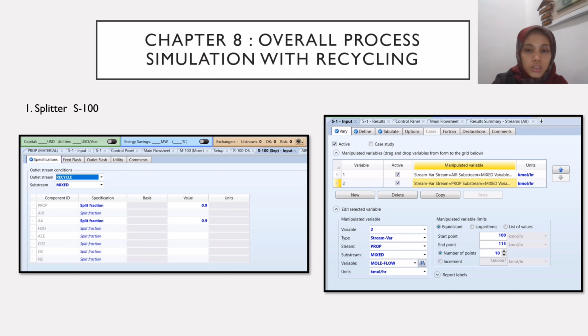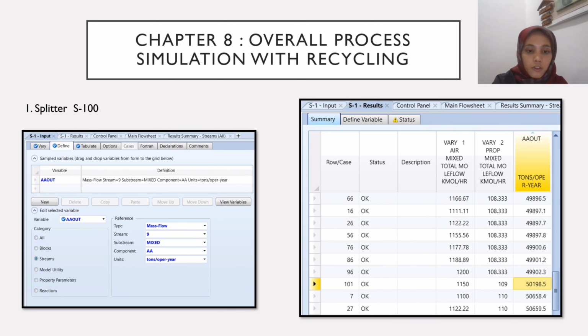Okay, we use sensitivity analysis. We vary variable settings, the defined setting, and the sensitivity analysis result shows the status okay. So we decided to select the air inlet flow rate as 1150 kmol per hour and propylene inlet flow rate as 109 kmol per hour.